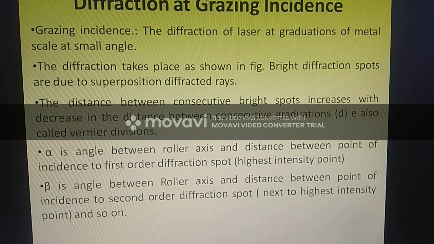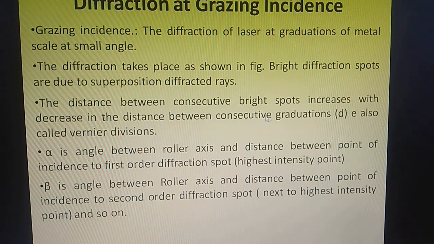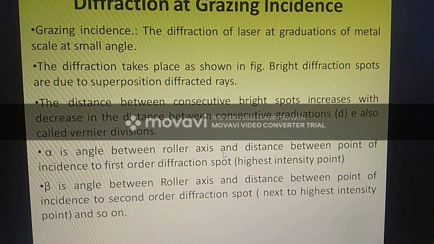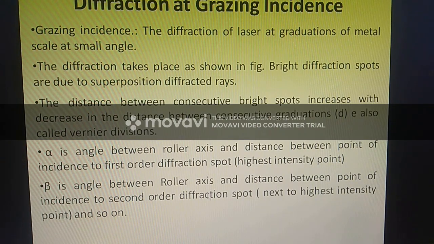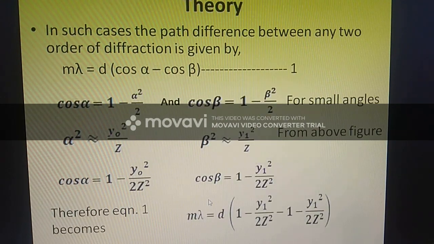So the consecutive graduation distance is also called the Vernier division. The distance between two consecutive graduations is called the Vernier division. Alpha is the angle between the roller axis and the line from the point of incidence to the first order diffraction spot. If you see there, you come to know. Beta is the angle between the roller axis and the line from the point of incidence to the second order diffraction spot. I have shown there.